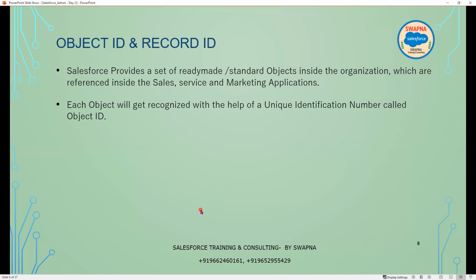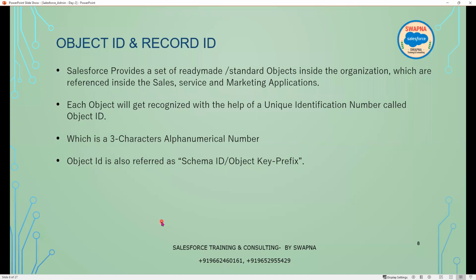The object ID is 3 digits, or 3 characters of alphanumeric. And the object ID is also referred to as a schema ID or an object key prefix. Take note of it.